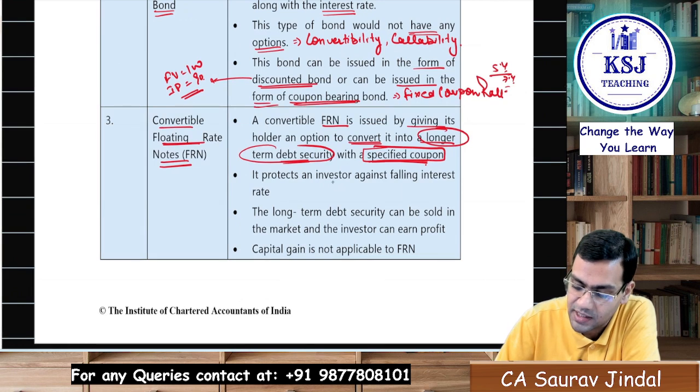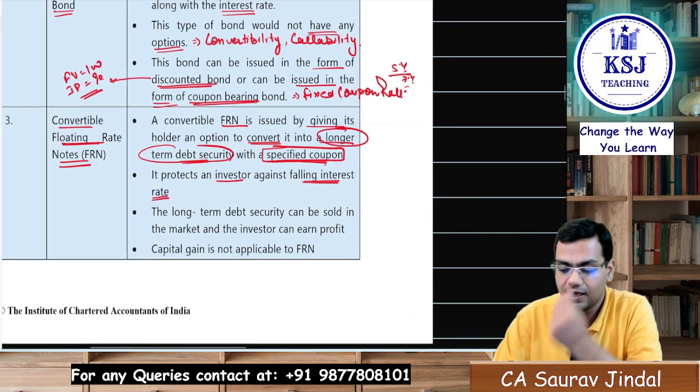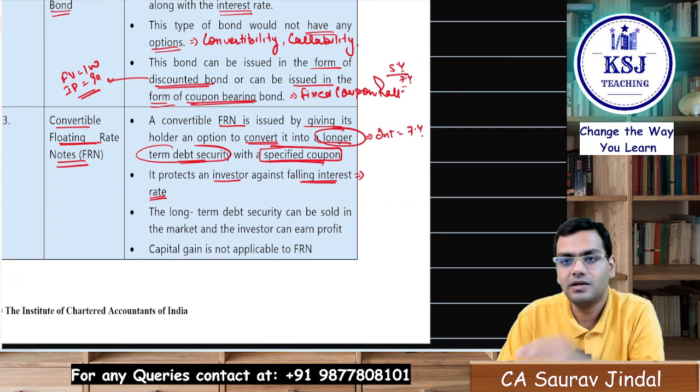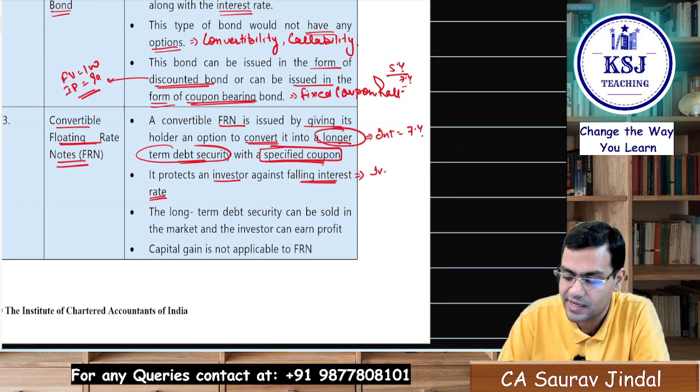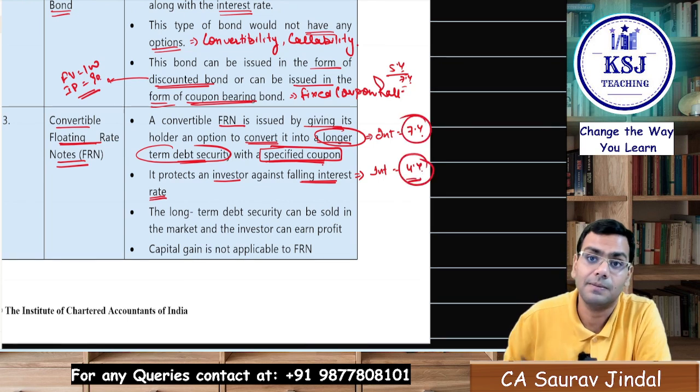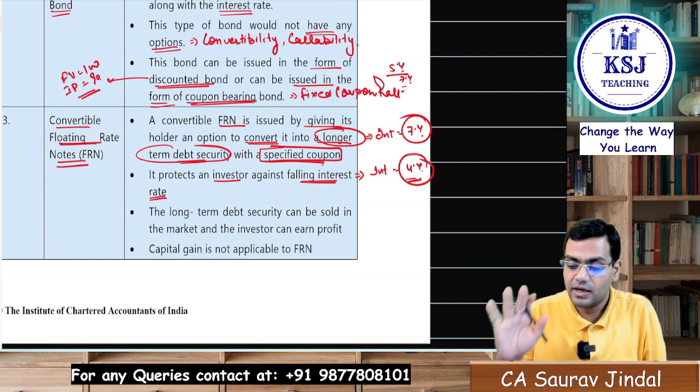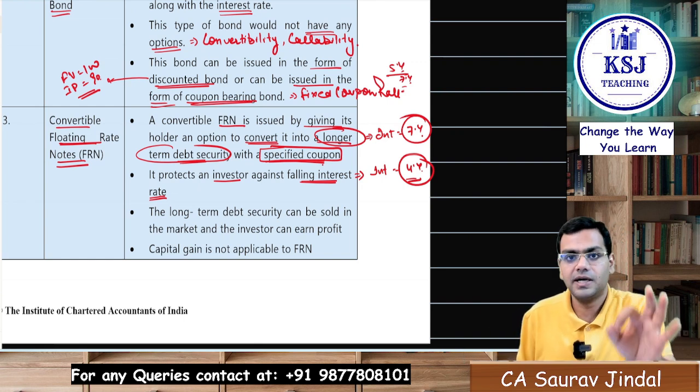It protects an investor against the falling interest rate. Here you have fixed the interest rate, let's say at 7%. The market interest rate in the future, let's say, is 4%. Now the investor will get 7% income. The investor is safeguarded, right, by having it at a fixed particular rate.